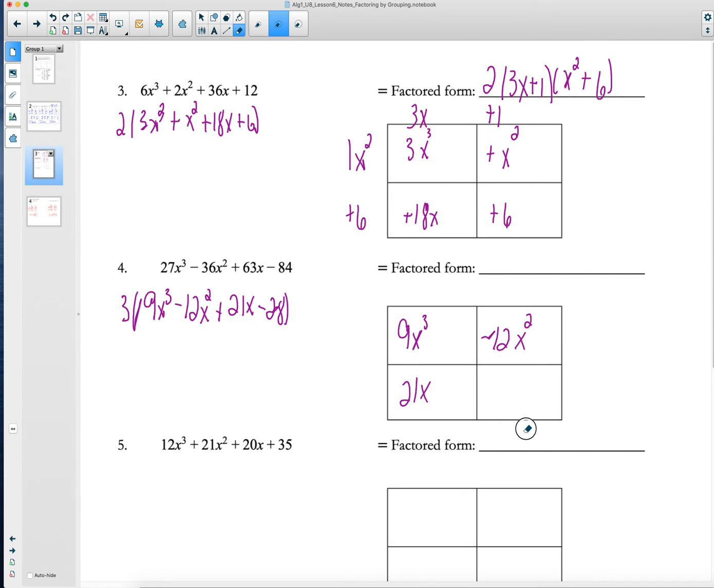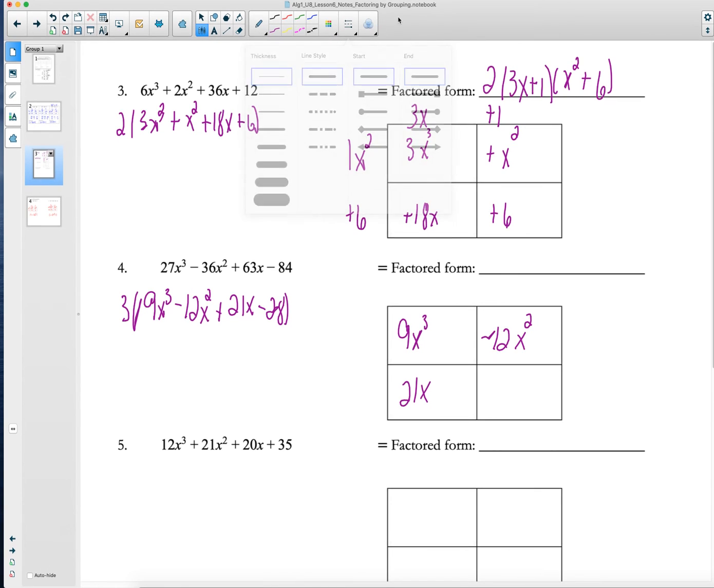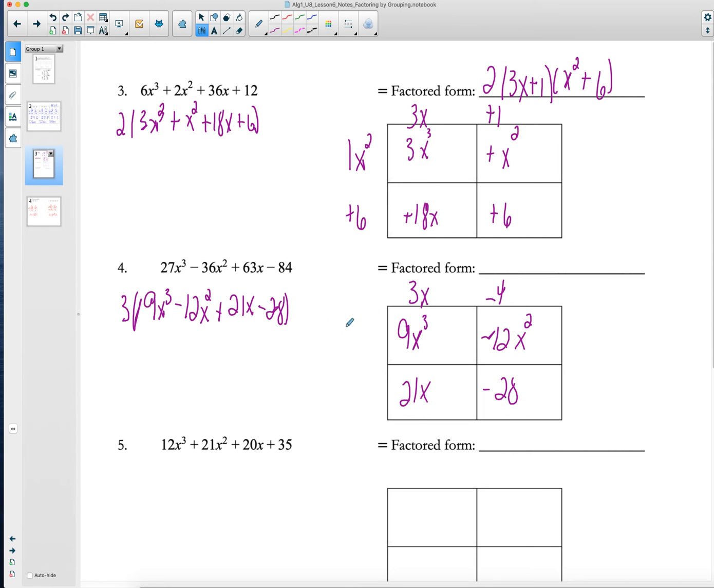Okay, go back here. We're on purple. And so we have a negative 28. And then hopefully you found that the GCF here was a 3x. The GCF in our next one would be a negative 4. Our GCF on our first row would be 3x squared. And then our last one would be a positive 7.